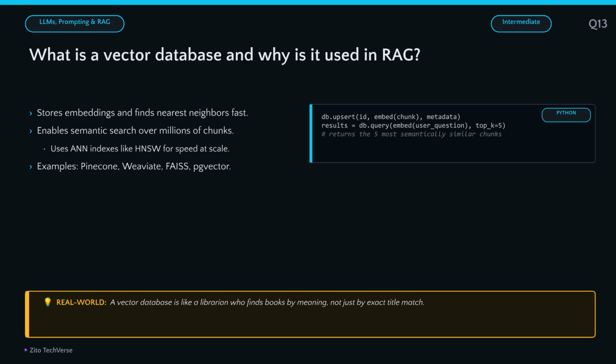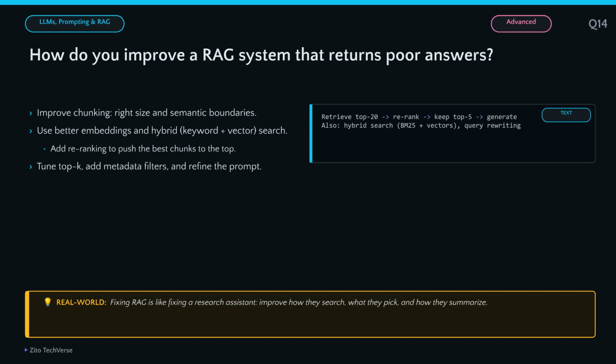Question 13. What is a vector database, and why is it used in RAG? It stores text as embeddings and enables fast semantic search. In a RAG pipeline, it allows the system to find the most relevant document chunks based on meaning rather than keywords.